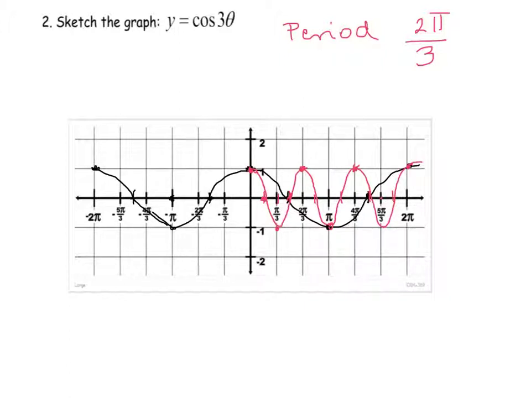So you can see on my graph in red that I have one cycle, a second cycle, and the third cycle of the cosine graph over the 2 pi section. So that's why my period is only 2 pi over 3 for one cycle, right? And then I have an amplitude of 1.